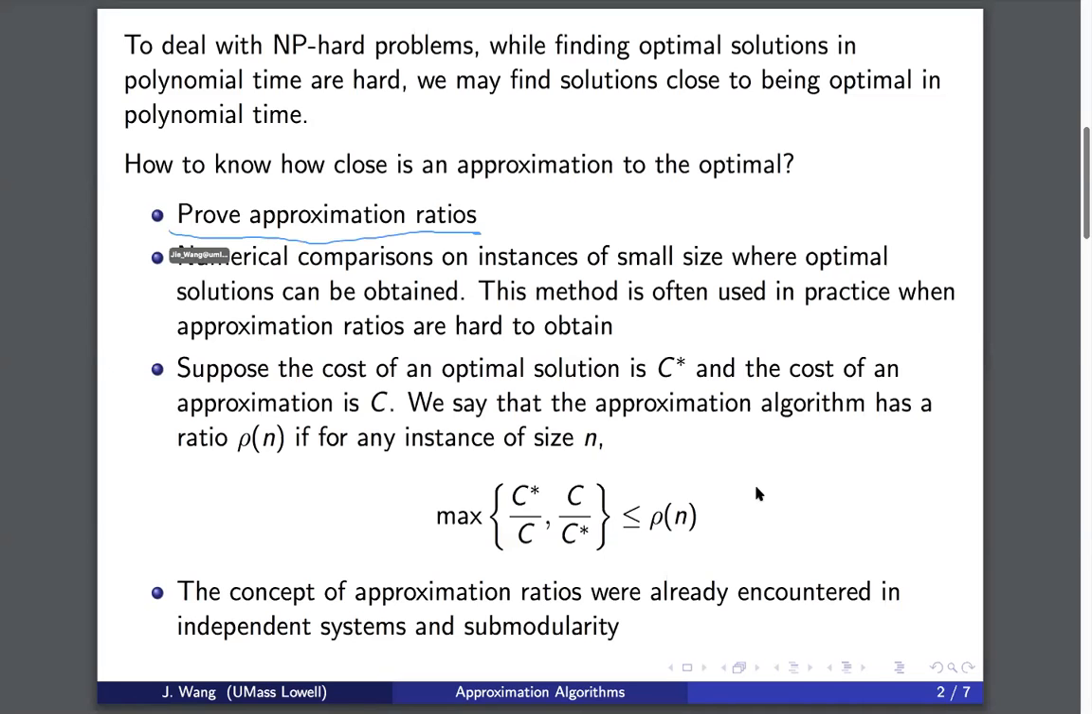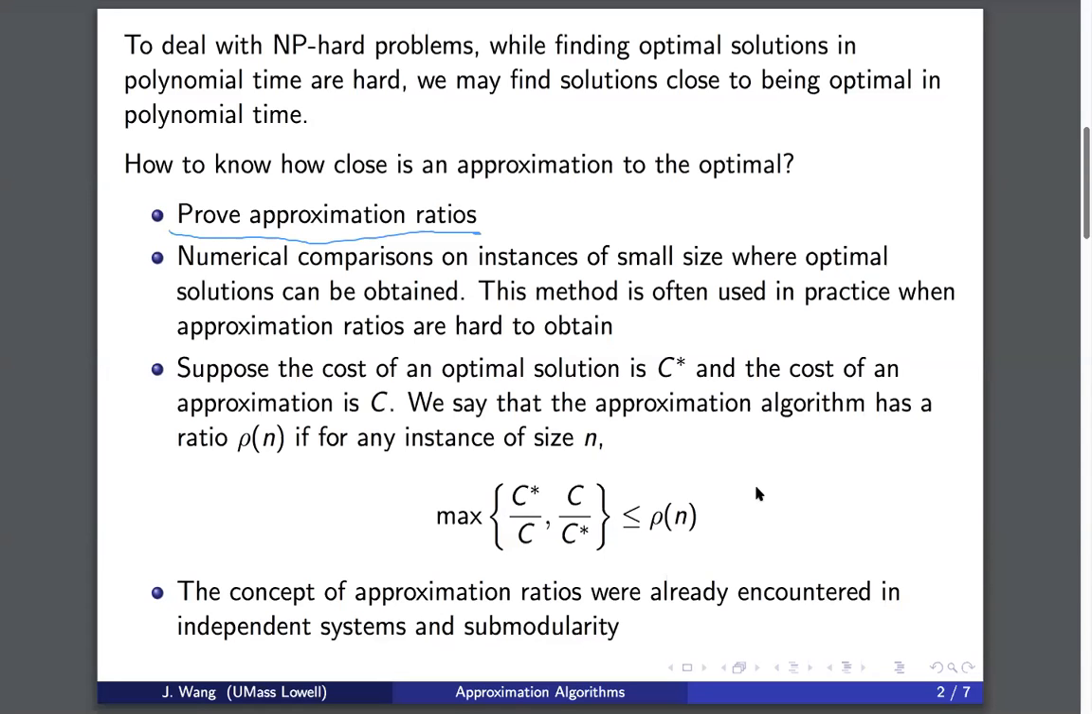one way to do it is we can have a mathematical proof for coming up with approximation ratio. So that's what we are going to do in this video. So we're going to see two NP-hard problems, and then we're going to see how we can come up with an approximation algorithm and prove approximation ratios.